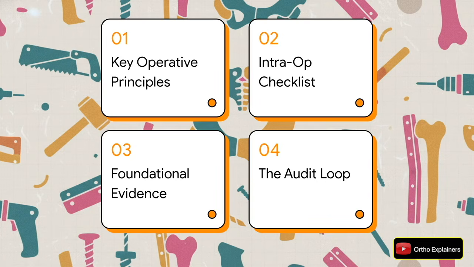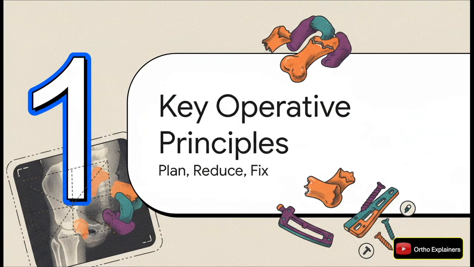Okay, so here's how we're going to break this down. We'll start with the core operative principles. Then we'll boil those down into a super practical checklist you can use intra-op. After that, we'll quickly look at the key evidence behind these techniques, and we'll wrap up with the powerful idea of a personal audit loop. All right, let's dive right in.